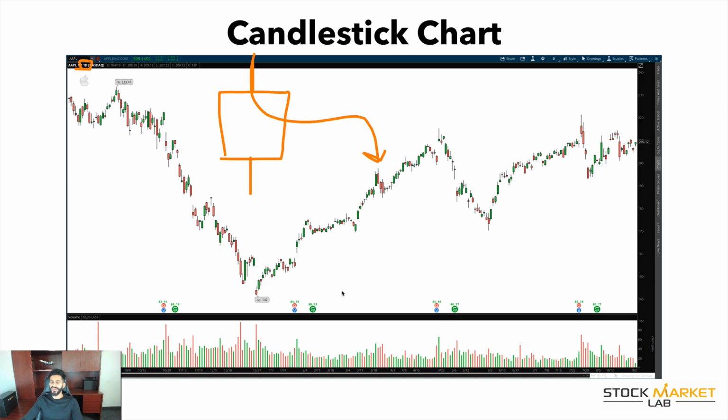So we are able to see more information on a candlestick chart, which is why we will be using candlestick charts. And in the upcoming lessons, once again, I will dive into candlesticks and break it down completely for you.